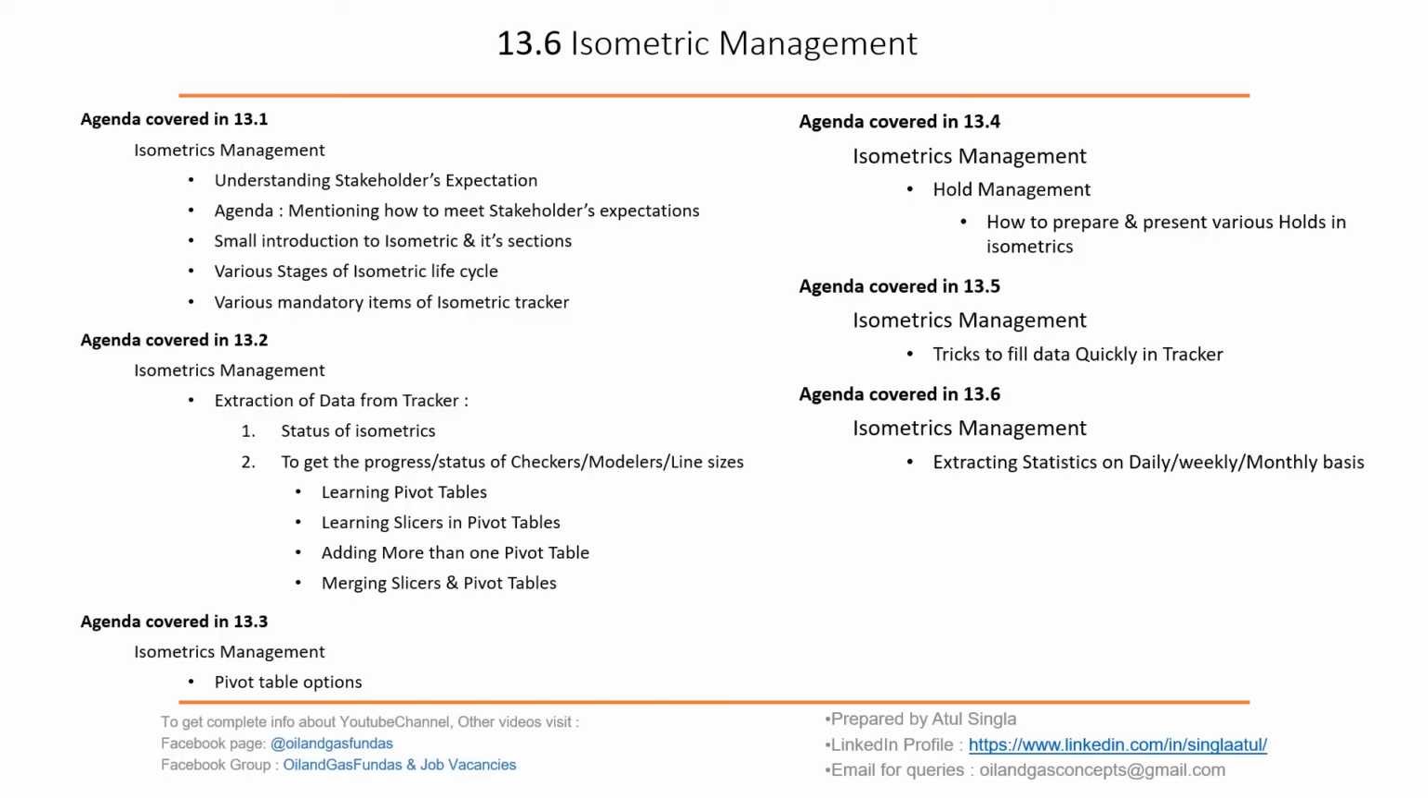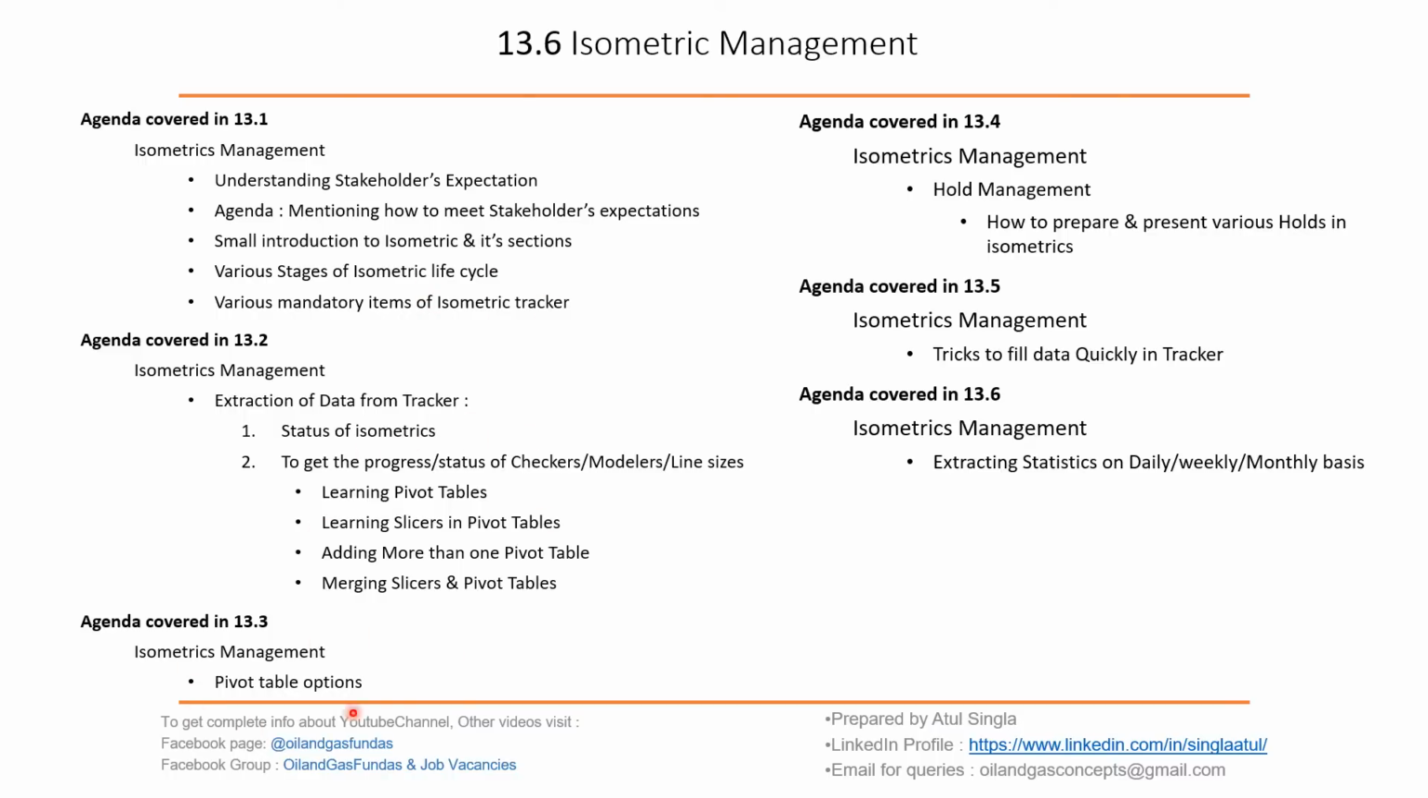We have already covered five topics here. In the first part, we discussed stakeholders, their expectations, how to meet them, the isometric life cycle, and the mandatory items of the tracker. Then we tried to extract data from the isometric tracker. Based on that, we learned about pivot tables, slicers, how more than one pivot table can be added, and how to merge pivot tables with the slicers. Everything we have discussed in this section is about extracting data from the tracker.